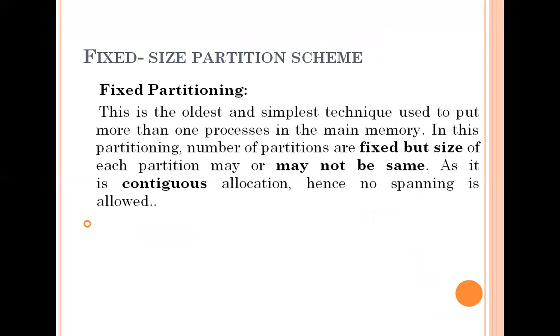Next, fixed size partitioning scheme. In case of fixed partitioning, this is the oldest and simplest technique used to put more than one process in the main memory. In this partitioning, the number of partitions is fixed, but the size of each partition may or may not be the same. This means that we divide the memory into different partitions and these partitions are fixed, but we cannot say that they should be of equal size.